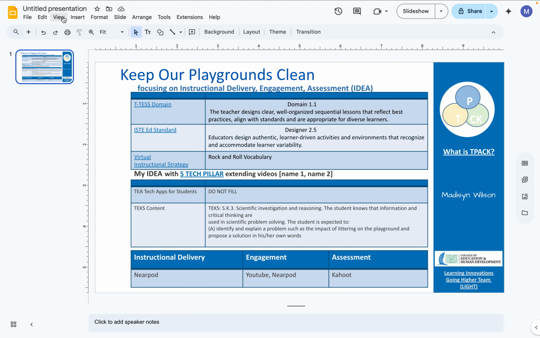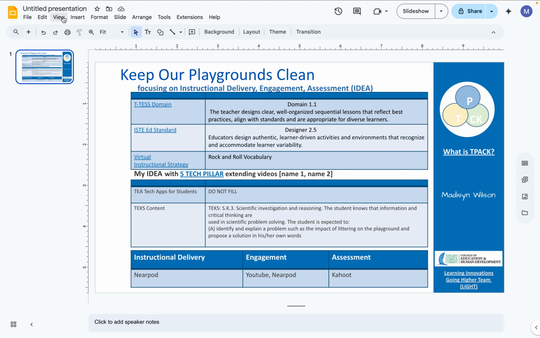For my T-test domain, I did domain 1.1. The teacher designs clear, well-organized sequential lessons that reflect best practices, align with standards, and are appropriate for diverse learners. For my ISTE Ed Standard, I used Designer 2.5. Educators design authentic, learner-driven activities and environments that recognize and accommodate learner variability.